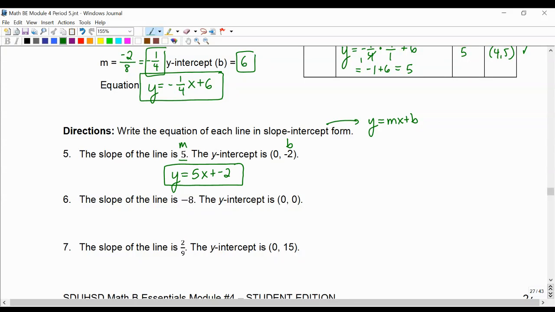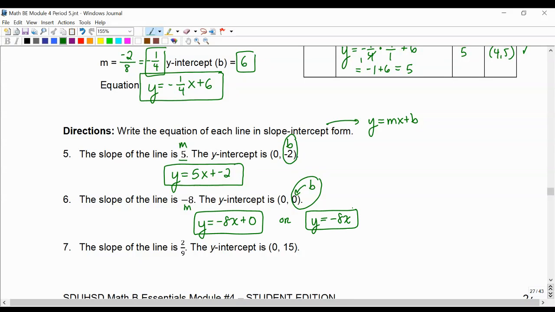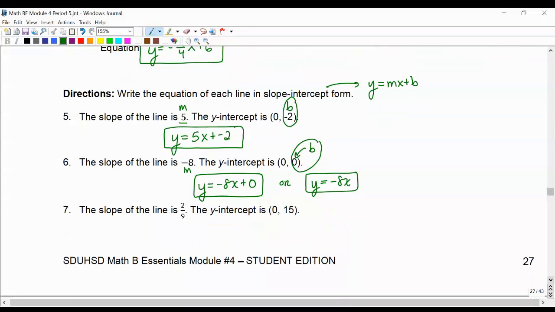One and done. Next one, this is my m, this is my b. The b is the second part to this ordered pair. So y equals -8x plus 0, or y equals -8x. And number 7, last one for this video, and I would say maybe try this one and see if you can predict what I'm going to write, is y equals 2/9 x plus 15.